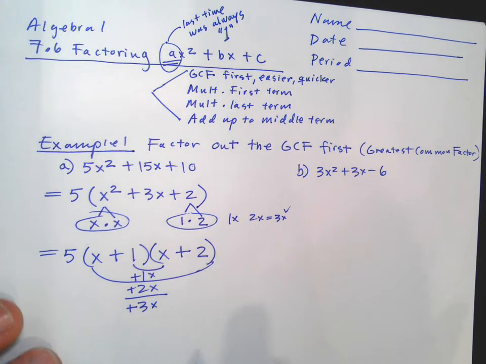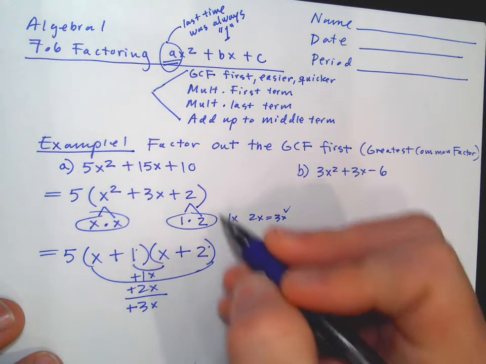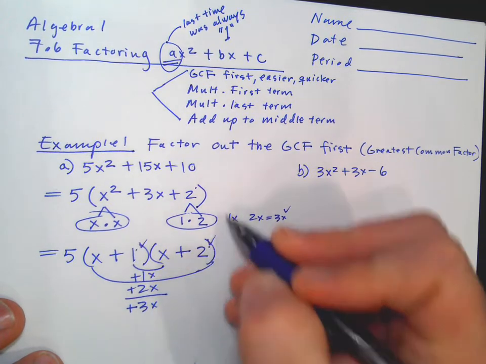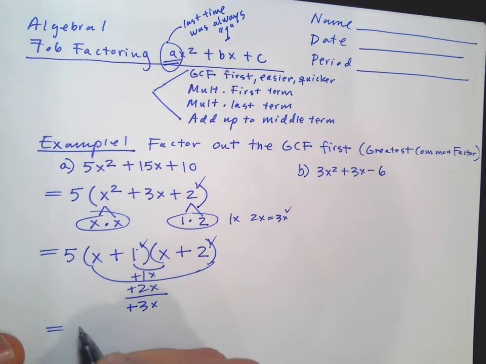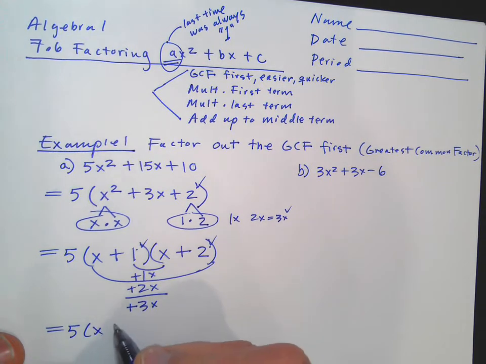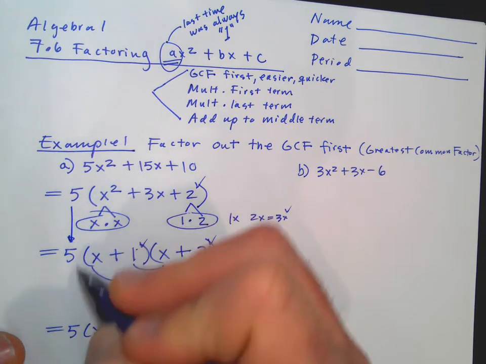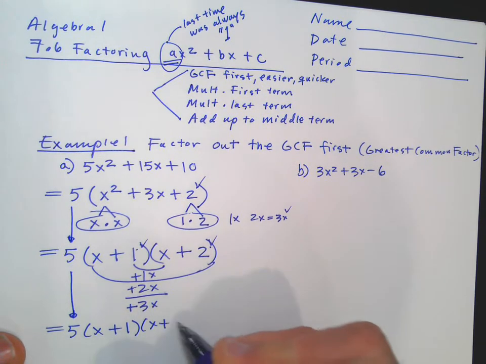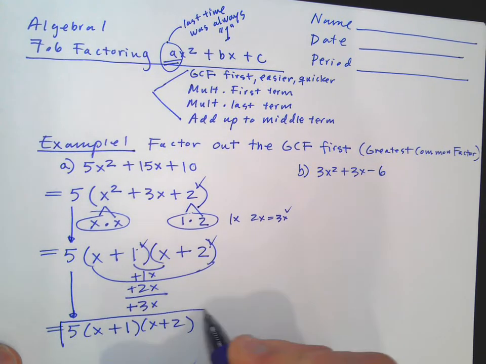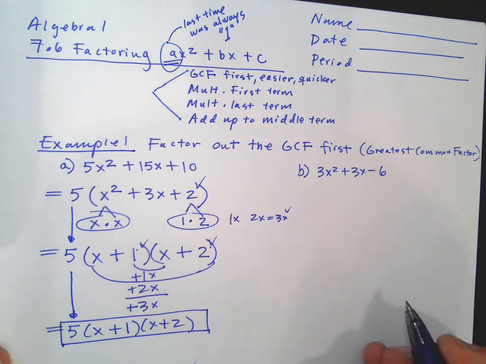Now we always want to double check that this times this equals this. This times this equals this. 1 times 2 equals 2. That's good. So we found the answer. I'm going to rewrite it. Don't leave the 5 out. That's part of your answer. Don't let it disappear. It's an easy thing to do, even if you don't mean to.